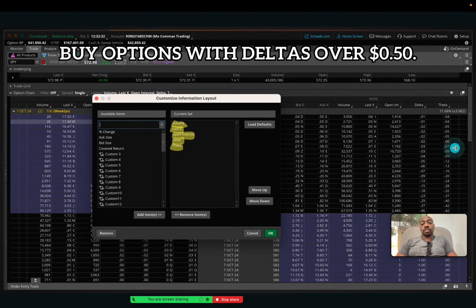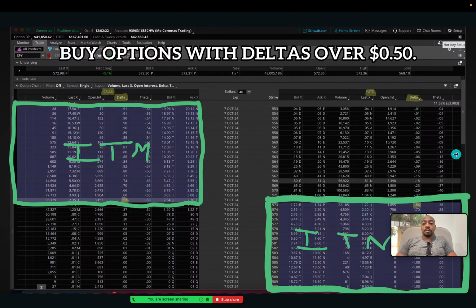And just to show you how to customize your chart, once you click customize, make sure that you have all of these categories that I have here. You can search for them here, add them, and then click OK to make sure your chart looks like mine. So when I say in the money and deltas over 50 cents, I mean the options inside of the shaded region. That's considered in the money.